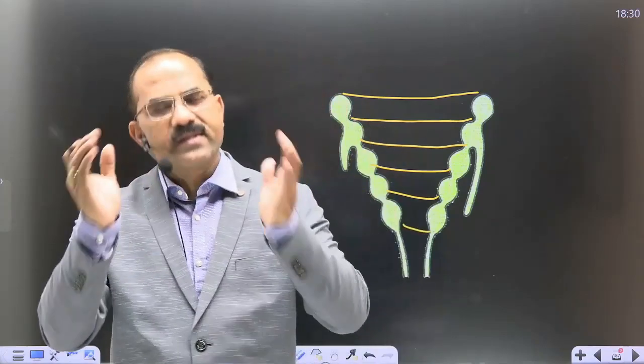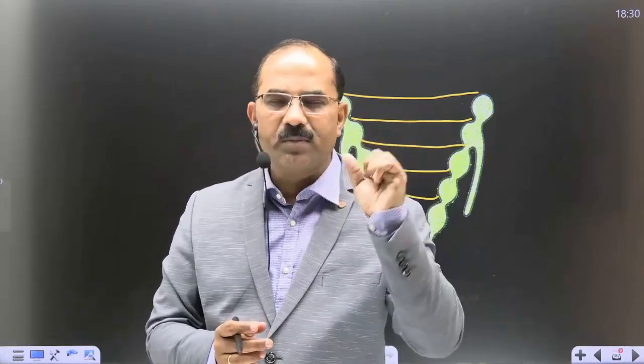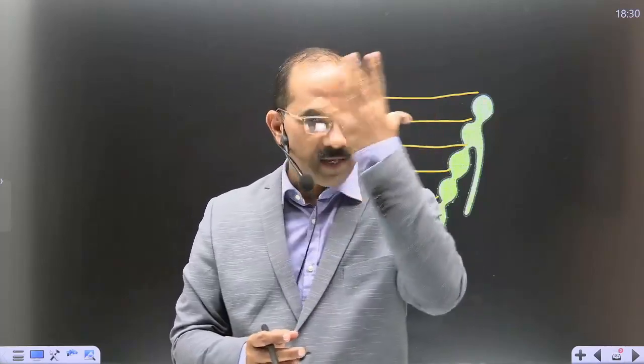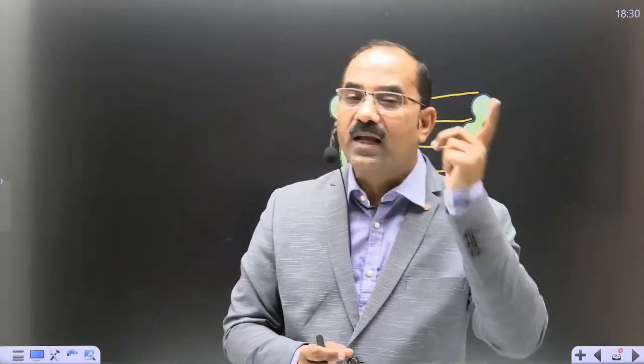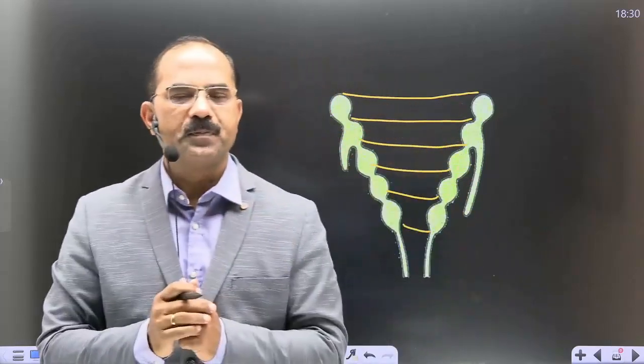Which are the muscles derived from the first arch? We have discussed this with the mandibular nerve. The nerve of the first arch is the mandibular nerve. The muscles are the muscles of mastication, the tensor palati, the tensor tympani, the mylohyoid and the anterior belly of digastric. So these are the muscles which are derived from the first arch.